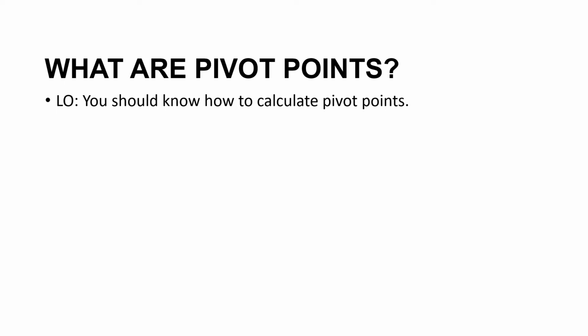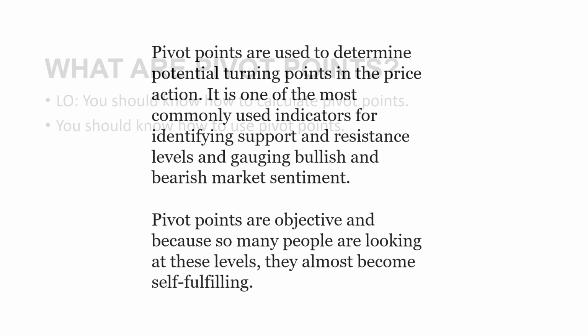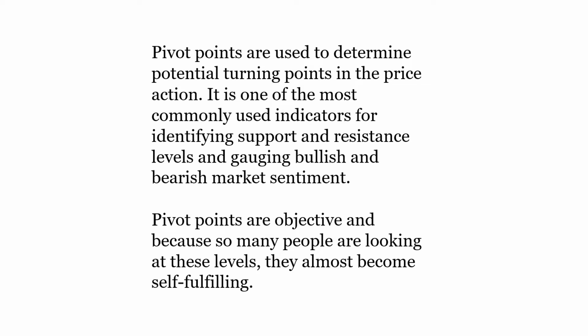The first lesson is what are pivot points? And the learning objectives are you should know how to calculate pivot points and you should know how to use pivot points. Pivot points are used to determine potential turning points in the price action. It is one of the most commonly used indicators for identifying support and resistance levels and gauging bullish and bearish market sentiment. Pivot points are objective, and because so many people are looking at these levels, they almost become self-fulfilling.